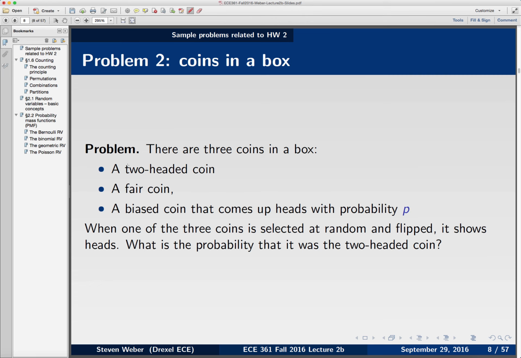Let's move on to the second warm-up problem, coins in a box. We have 3 coins in a box. One is a two-headed coin. The second, a fair coin. Third is a biased coin that comes up heads with some probability p. Here p is any real number between 0 and 1. The following experiment is run. I select one of the 3 coins uniformly at random from the box, and I flip that coin and look at the face on the coin. And I ask, what is the probability that the coin selected was the two-headed coin, given that the coin shows heads?